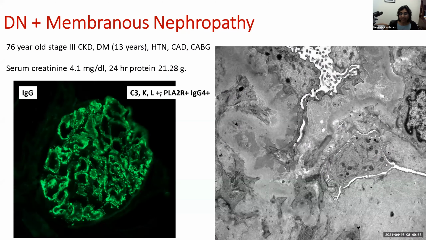And on IF and EM, the other two things that we keep in mind, there were immune complex deposits. These are all granular deposits in the capillary wall. And on EM, we had electron dense deposits in the subepithelium. So this was a case of a patient with early diabetic nephropathy, but also membranous nephropathy. Similarly, the treatment options are different. So this is an important thing for us to differentiate.